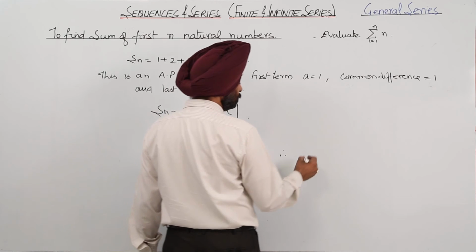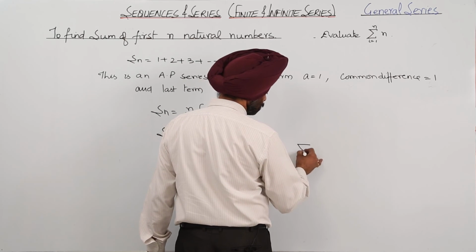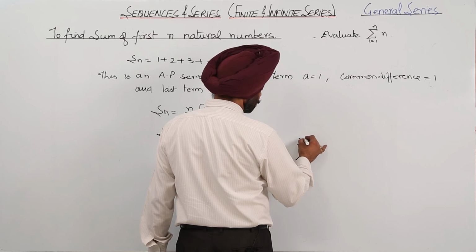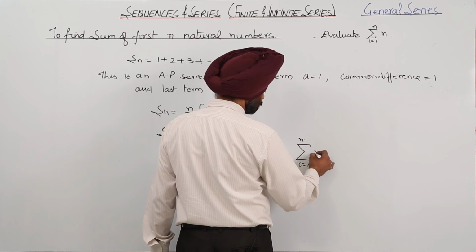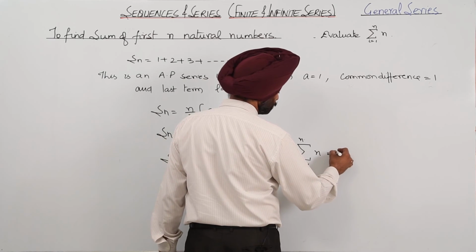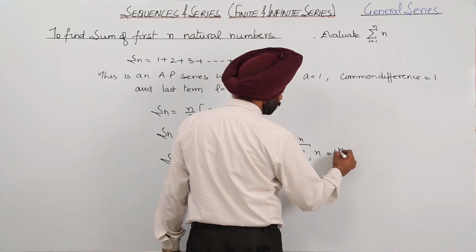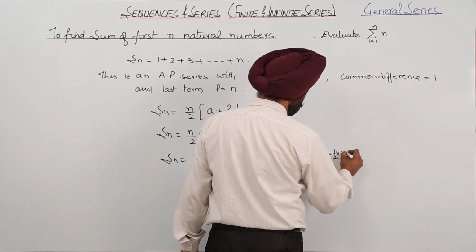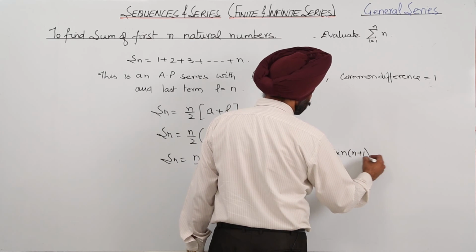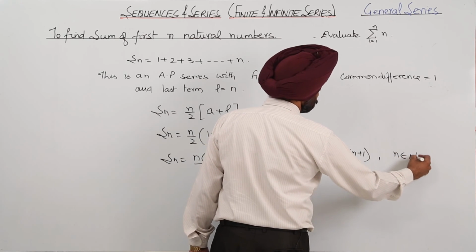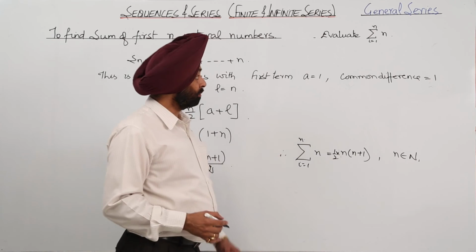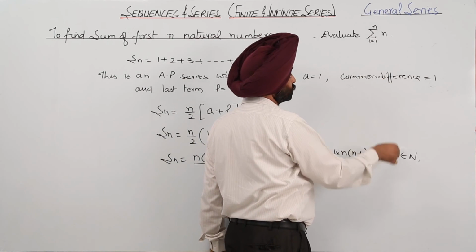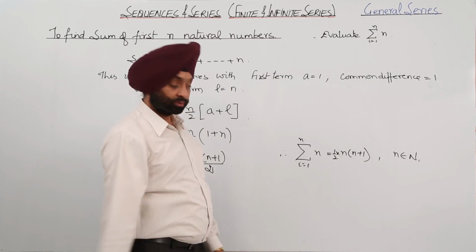Therefore, summation for n is equal to 1 upon 2 times n times (n plus 1), where n belongs to natural numbers. Okay. Now this n is for the natural number, this n is for number of terms. Is it clear?